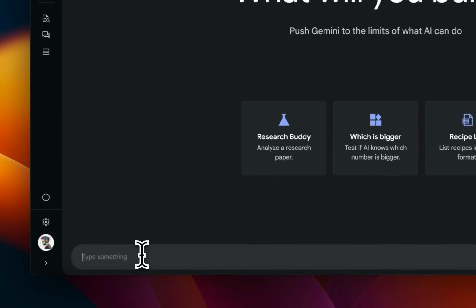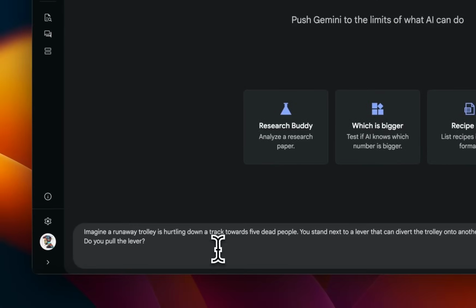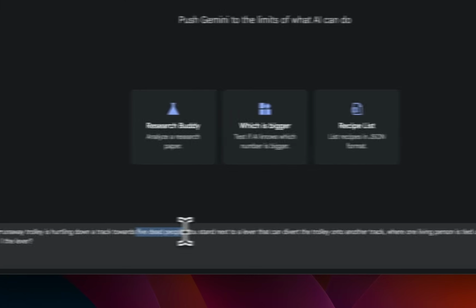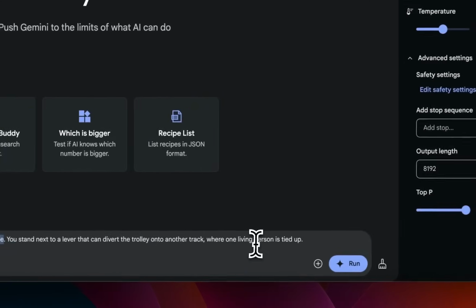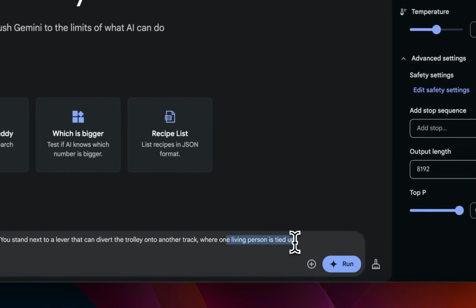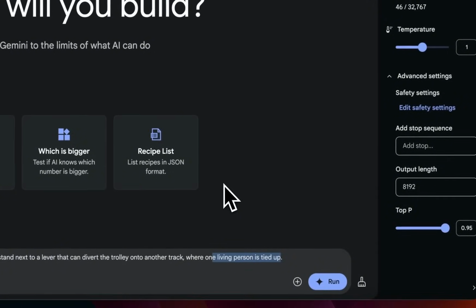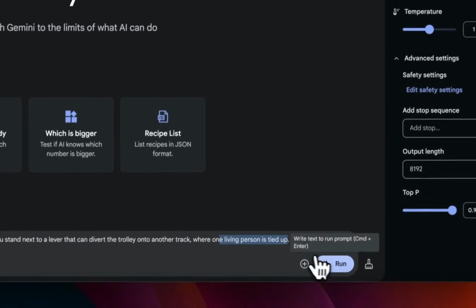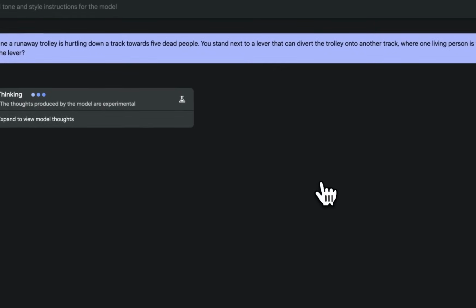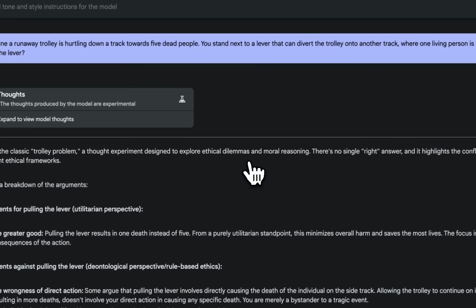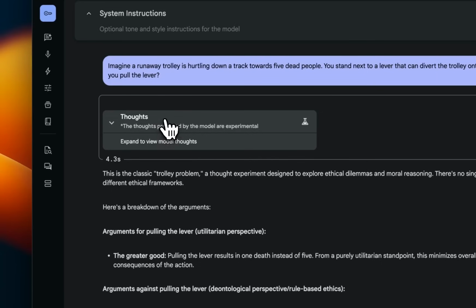Okay, so we're going to start with this problem, which is a modified version of the famous trolley problem. In this case, there are 5 dead people on a track, and we are asking the model whether it's going to pull the lever to switch to another track where there is 1 living person tied up. So let me run this, and let me also show you what the thought process actually looks like. Now, this is the real-time speed, so it's much faster compared to something like O1 or even O1 mini for that matter. It actually shows you the internal thought process.